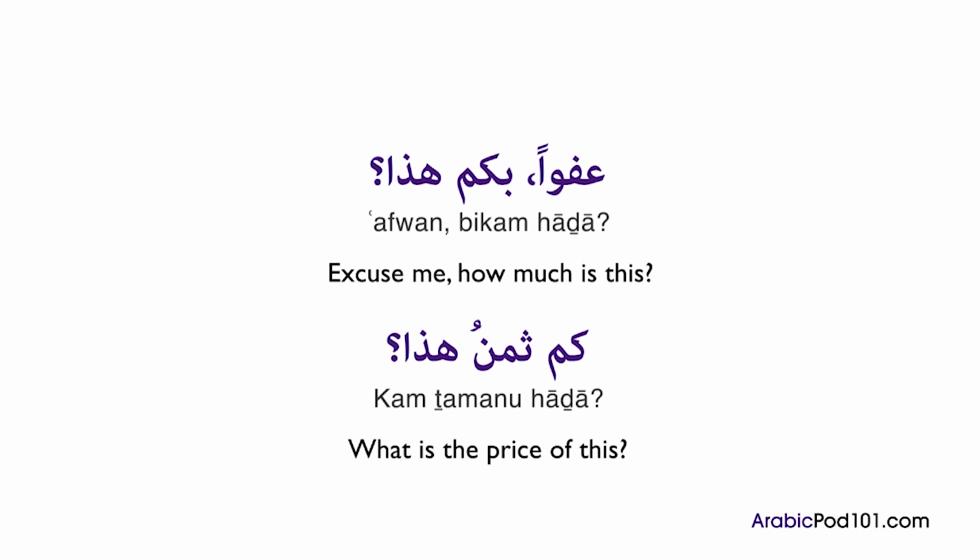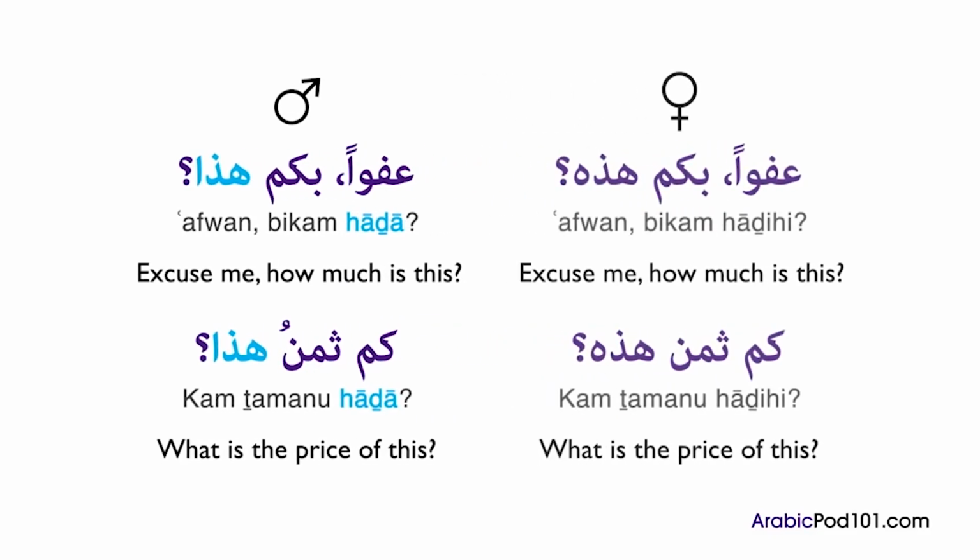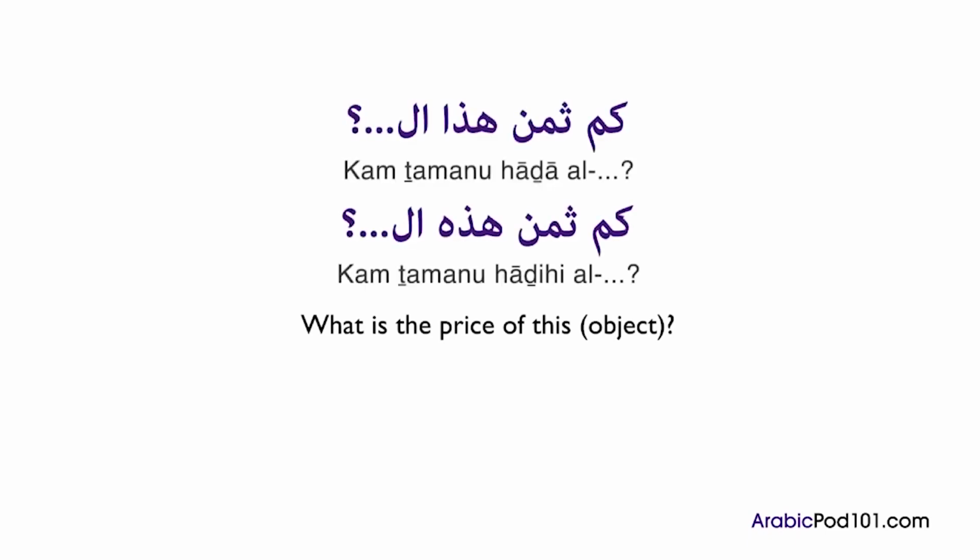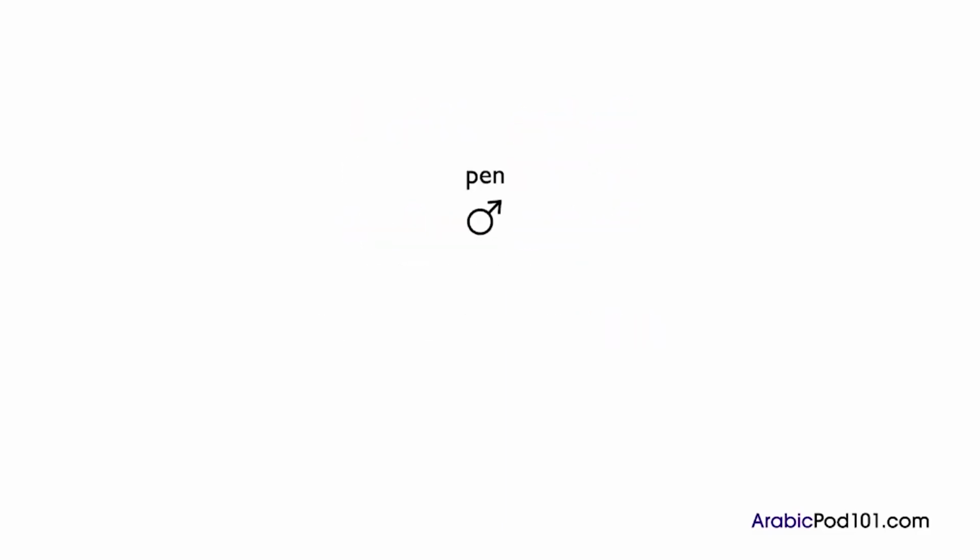Next, if we are specifying what the object is, we need to know if the object is feminine or masculine. If it is masculine, keep هذا when referring to it, and if it is feminine, use هذه. Then, if you would like to specify the name of the object, you first say el, which is like the, and then say the noun.